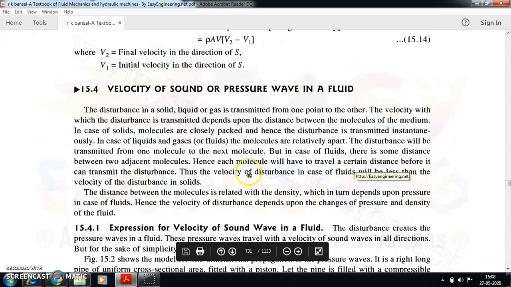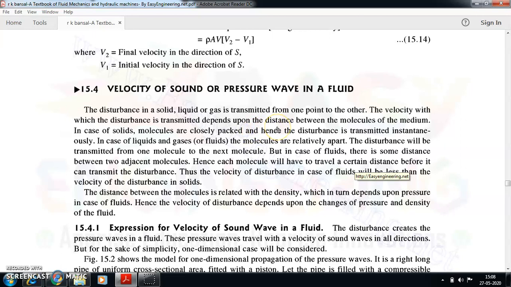The next important equation that we are going to deal with is the velocity of sound, or the pressure wave in a fluid. Any disturbance in any matter, whether it may be a solid, liquid or a gas, is going to get transmitted from one point to another. The velocity with which the disturbance is transmitted depends on what kind of matter is involved, whether it is solid, liquid or gas.